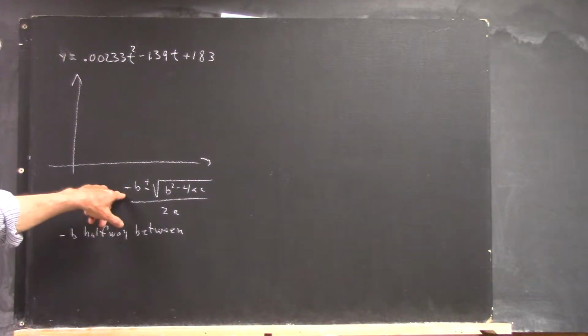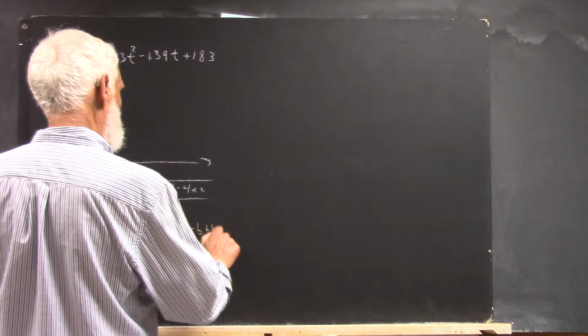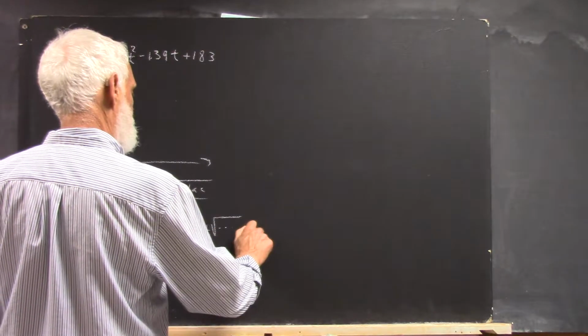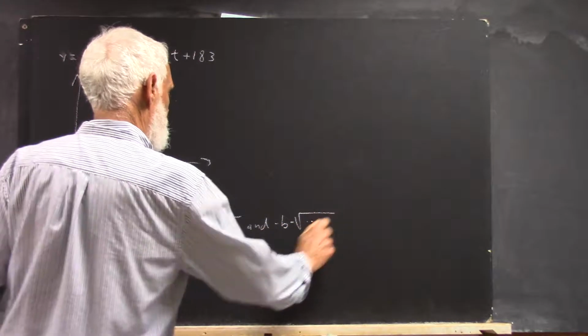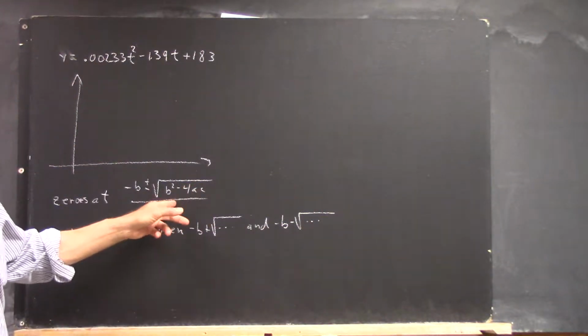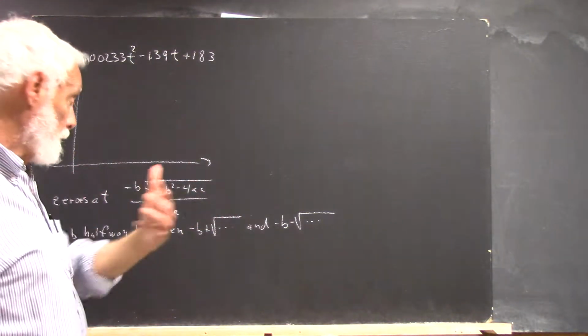We note that negative b is halfway between negative b plus the square root and negative b minus the square root, where the stuff under the square root is the same as it is up here. So I don't want to have to take time to write it, especially on video.